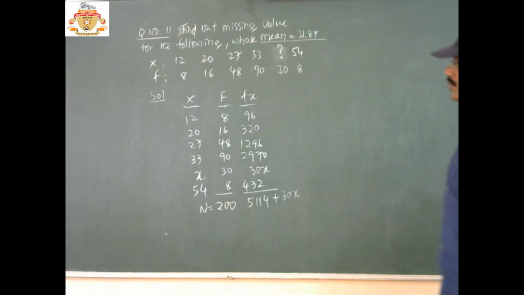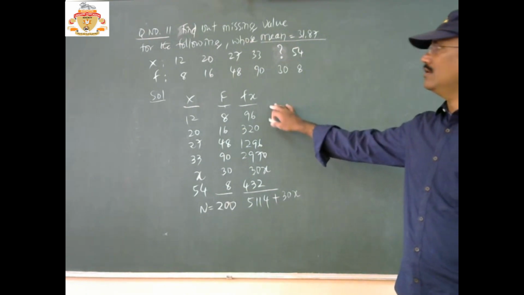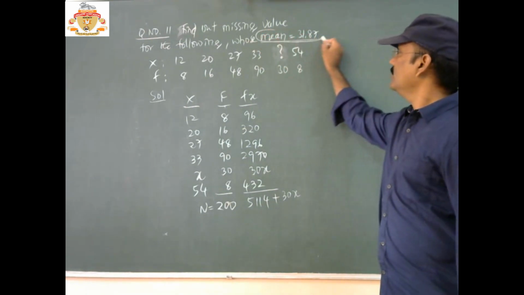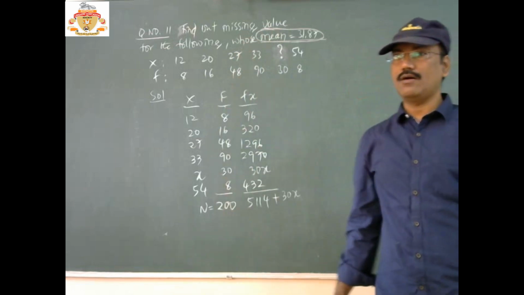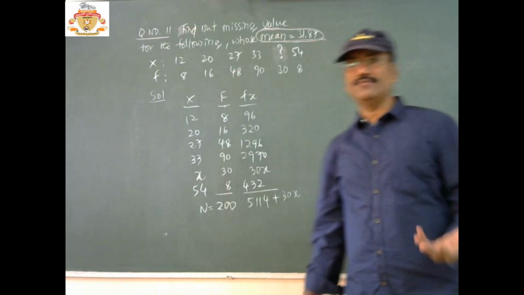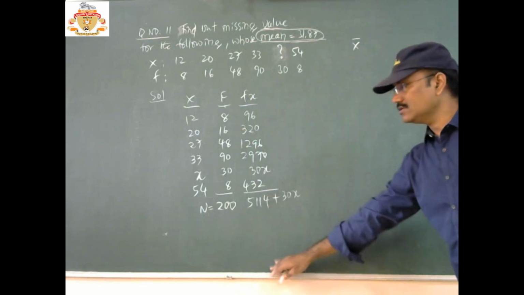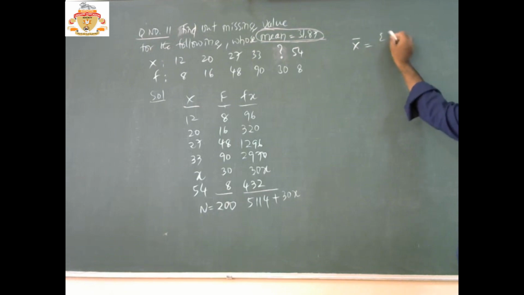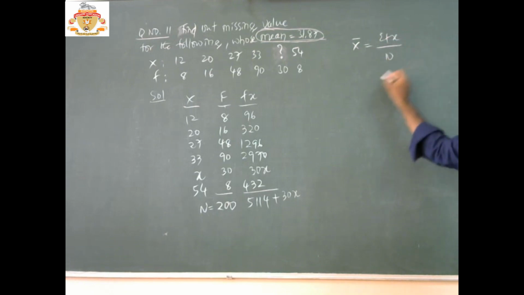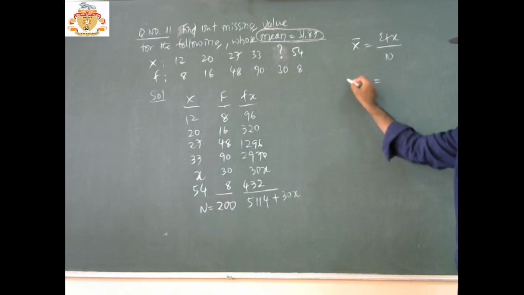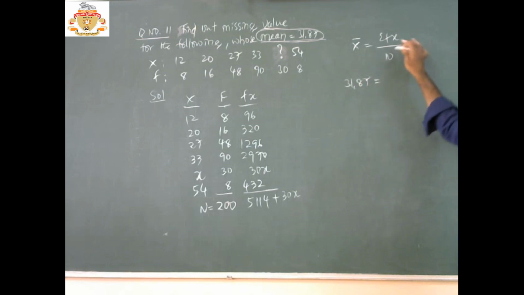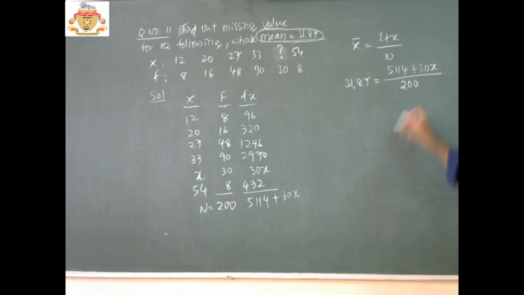Now, why did I do this fx only? Because the mean is given in the problem. So you need to use the mean formula, and for the mean formula we need fx. Now we'll go with the solution. X bar equals summation of fx divided by n. X bar is 31.87. What is your fx? This total: 5114 plus 30x, whole divided by 200.